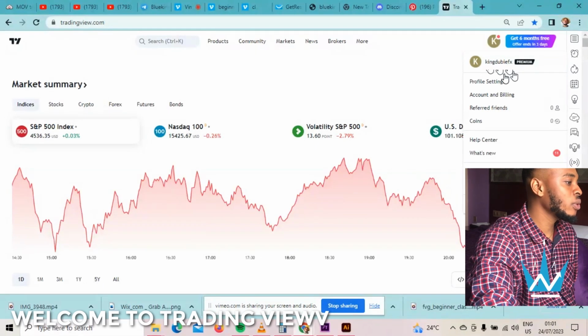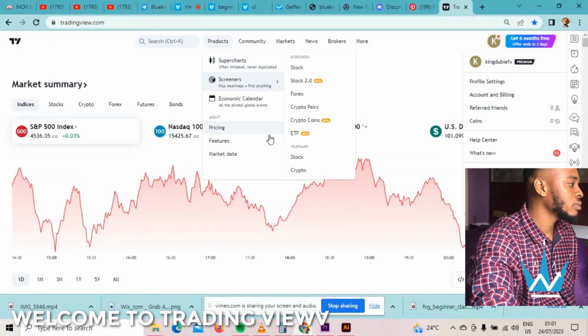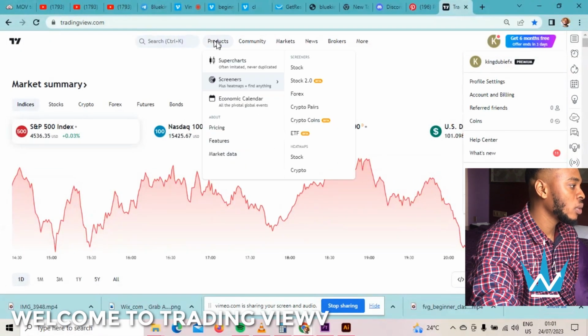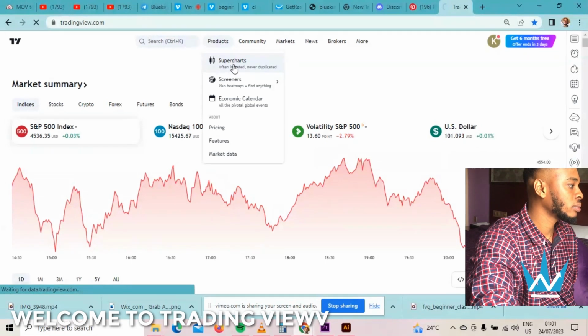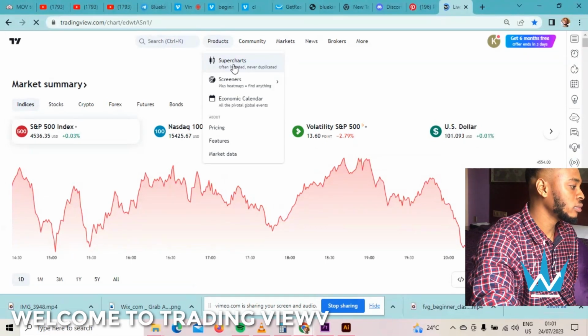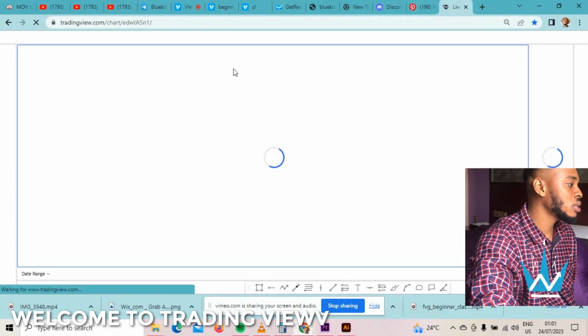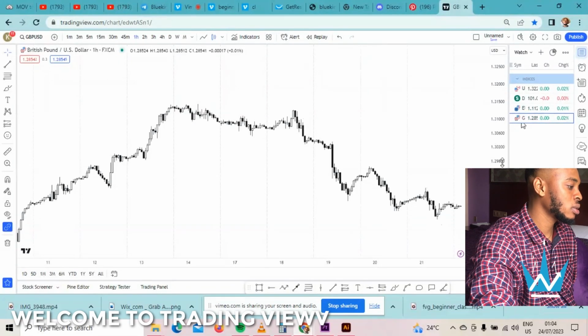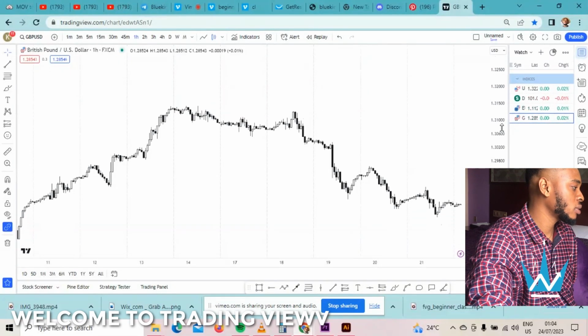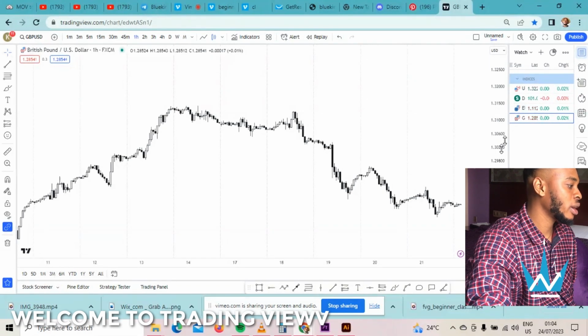All right. When you get into TradingView, this is what you see. You click on Products, then see Super Charts. When you click on Super Charts, you have access to the charts. When I was teaching you about candlesticks, this is what I meant. Every financial market has candlesticks. All of them have candlesticks. So I'm going to teach you your way around this very wonderful app.